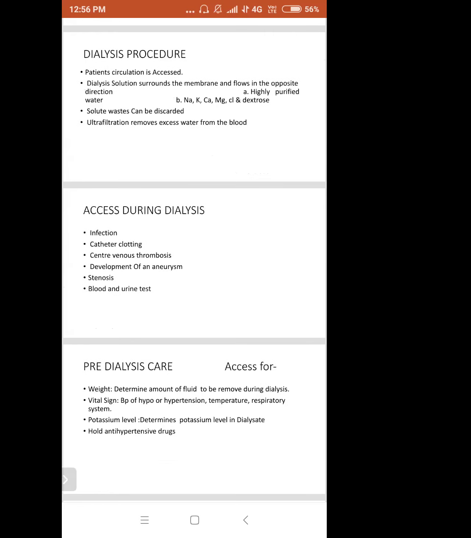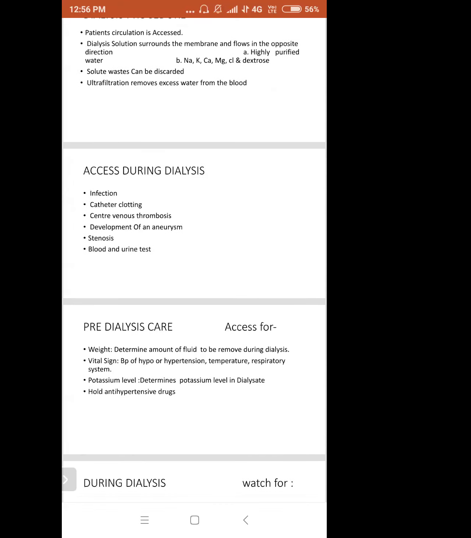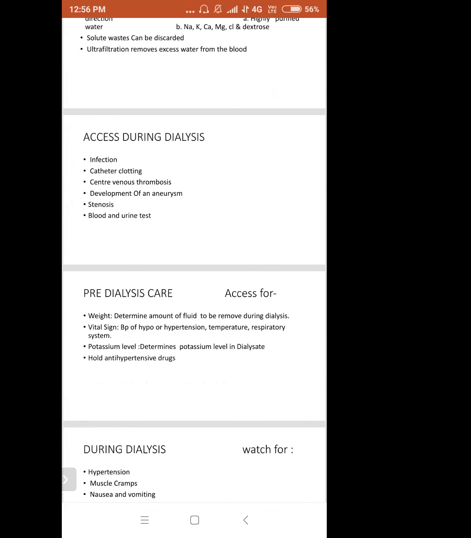Access during dialysis: infection, catheter clotting, which means blockage. Central venous thrombosis. Central venous thrombosis occurs when a blood clot forms in our brain venous sinuses.